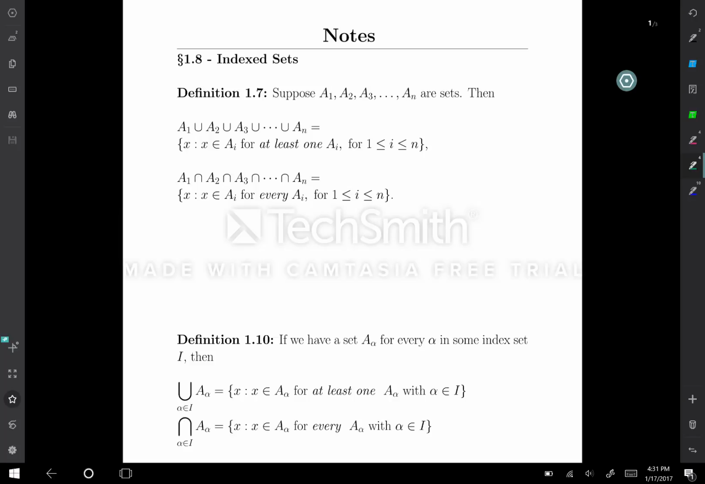Rather than using A, B, C as our set names, it's often more convenient to use A sub 1, A sub 2, A sub 3, and so on to denote our sets. These are called indexed sets. Just as before, the union of many sets is the set of all elements that occur in at least one of the sets. And just like before, the intersection of multiple sets is the set of elements that occur in each and every set that's given.